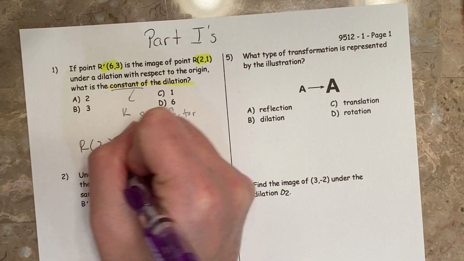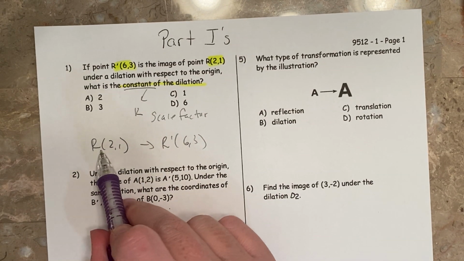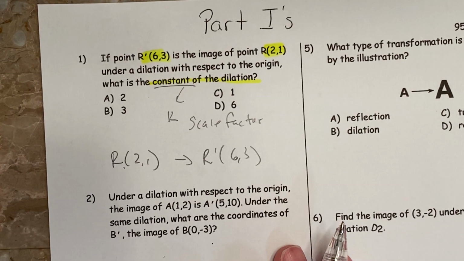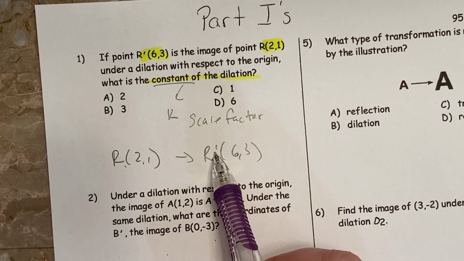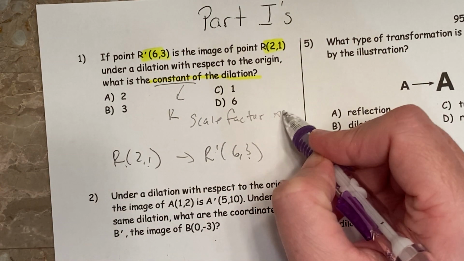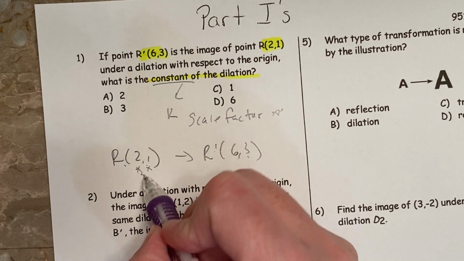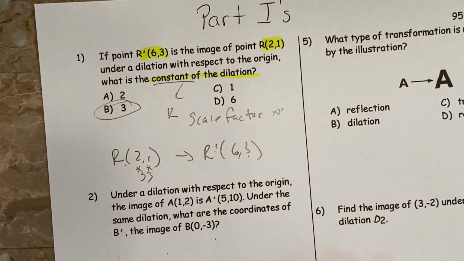So how do we go from 2, 1 to 6, 3? Notice I put this one first. Okay, you guys should know by now that R prime is seconds. So how does 2, 1 become 6, 3? Remember, scale factor is multiply. So what did I actually multiply these by to get this? Well, they're both multiplied by 3.